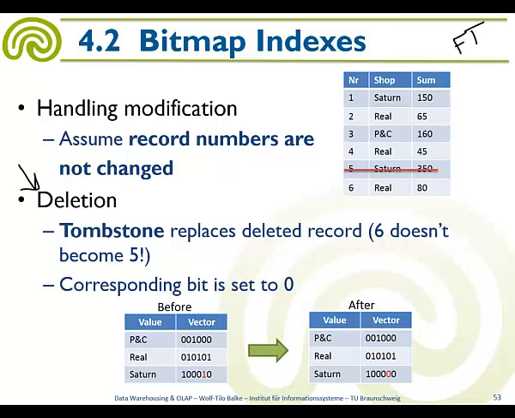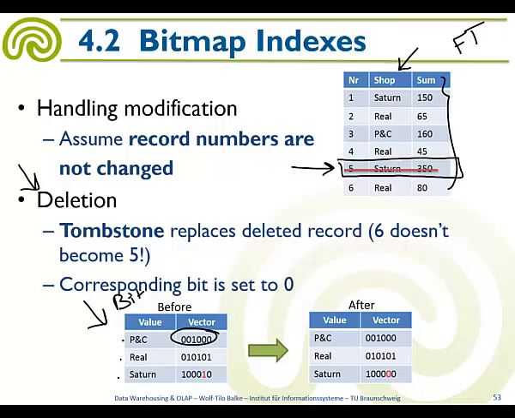So this is basically your fact table, and you have the measures here, the sum, and then you have the shops here, right? And if you've decided that you're going to delete Zatron here, what happens? Well, remember this was the dimension table from before, and this was the bitmap index from before, and what we had was one bitmap vector for Peek and Kloppenberg, one for Real, one for Zatron. Let's look at one of them.